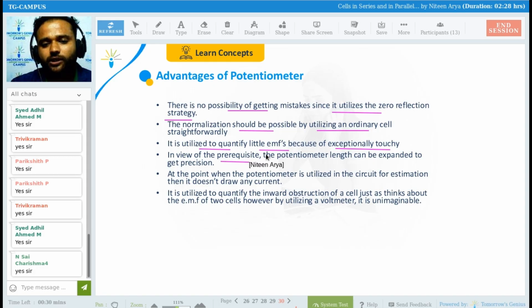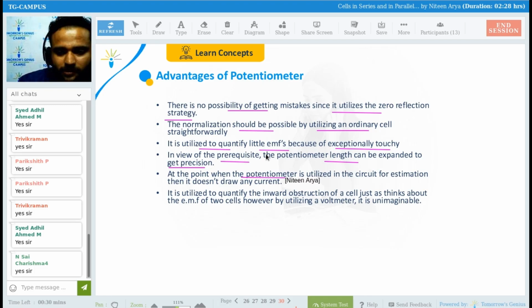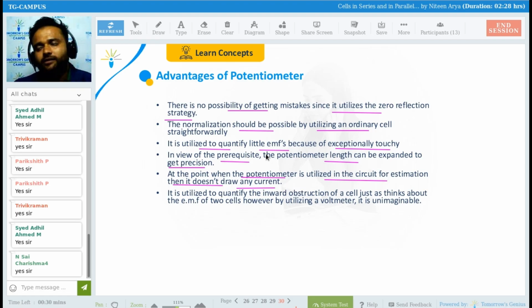In view of precision, the potentiometer length can be expanded to get precision. The more the length, the more precision it gives. Precision is more clarity, more close to the real number. When the potentiometer is used in the circuit for measurement, it does not draw any current. Whenever we have any particular measurement, it does not draw any current. Current is going to be constant.